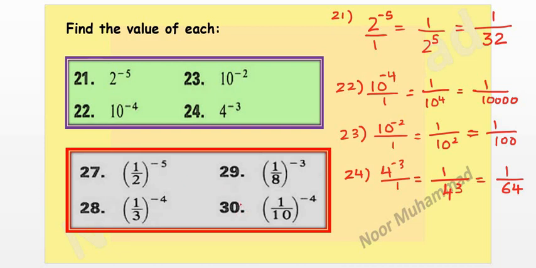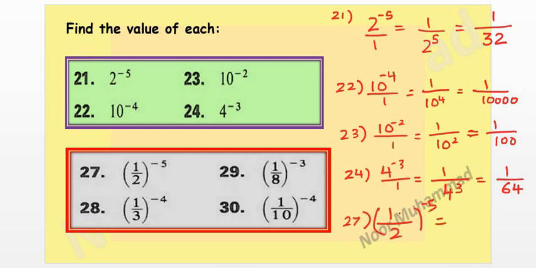I already explained on one of the previous slides how to first flip the fraction to make the exponent positive. When it becomes positive, then just expand it. Let me solve one question for you. For example, question number 27, it says 1 over 2 and whole power is -5.